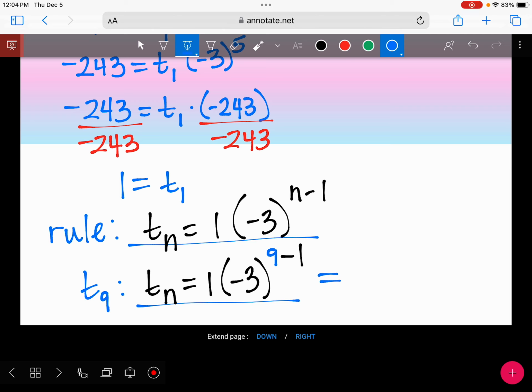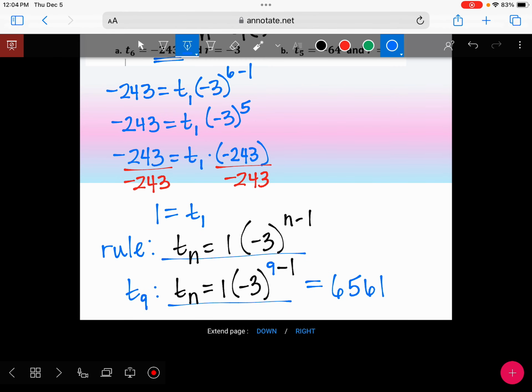All right, what did you all get for the 9th term? 6,561. Anybody else get 6,561? All right, try to do the next one by yourself. See if you all got it. So this time we know T5 is negative 64 and R is positive 2. Find T1, write the rule, and then find T9.